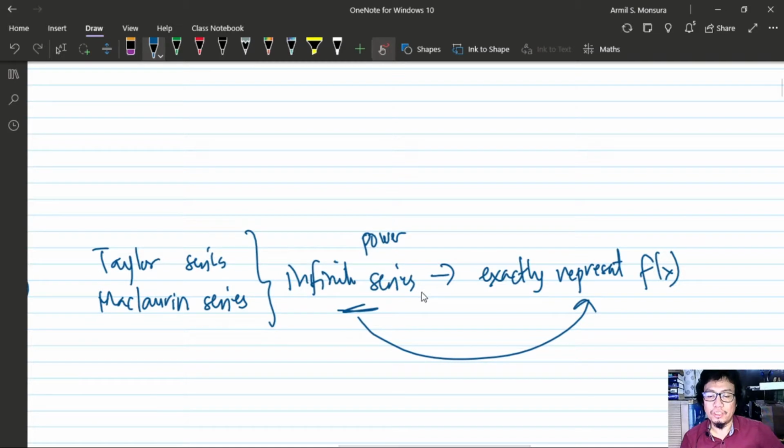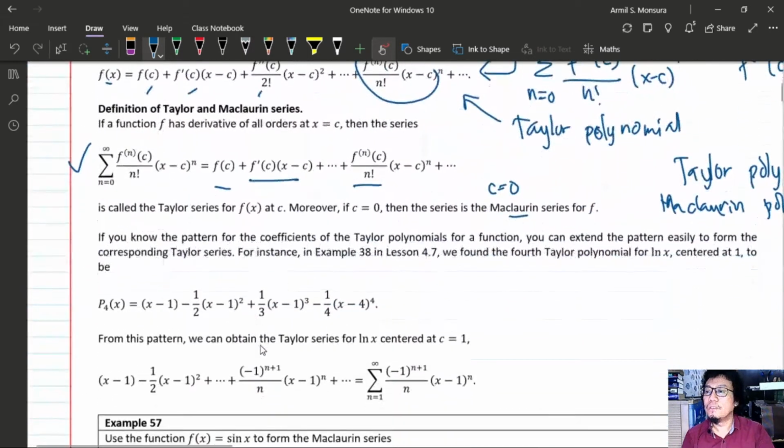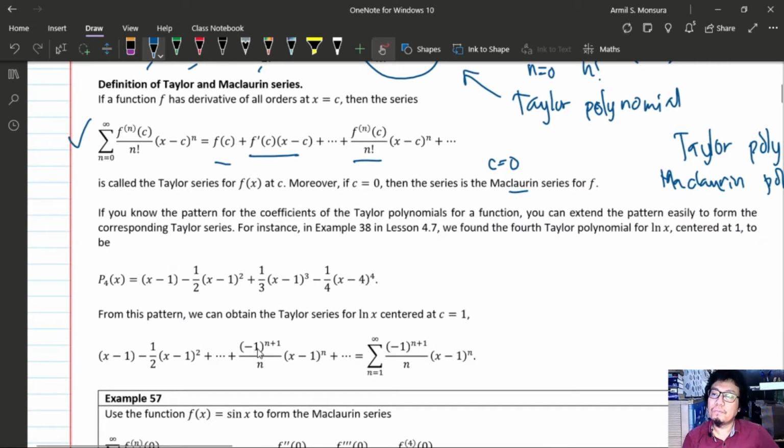In this particular lesson, we will devise the formal methods on how to do that. So how do we represent f of x as an infinite power series, and therefore write the Taylor or Maclaurin series representation? If you can remember, in example 38 in lesson 4.7, we found a fourth order Taylor polynomial for ln of x centered at 1. We have this as the result of example 38.